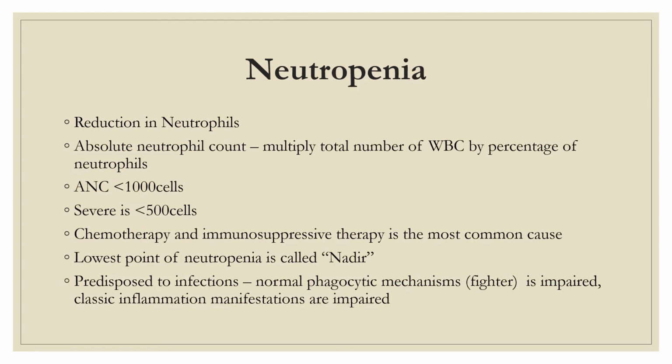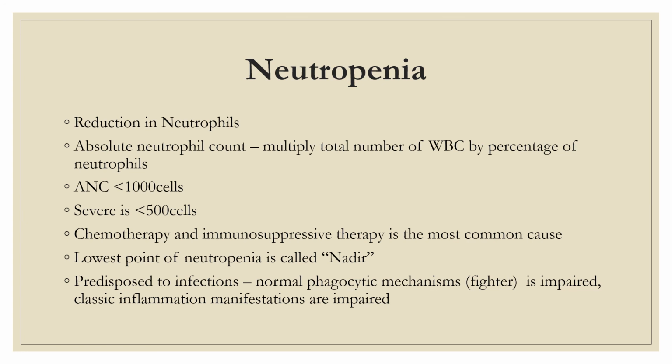Next, we just want to talk about neutropenia. This is a reduction in neutrophils. What we do is take the absolute neutrophil count, which is the total number of white blood cells multiplied by the percentage of neutrophils. Any reduction in neutrophils to watch out for will be less than 1,000 cells, and severe neutropenia will be less than 500 cells.